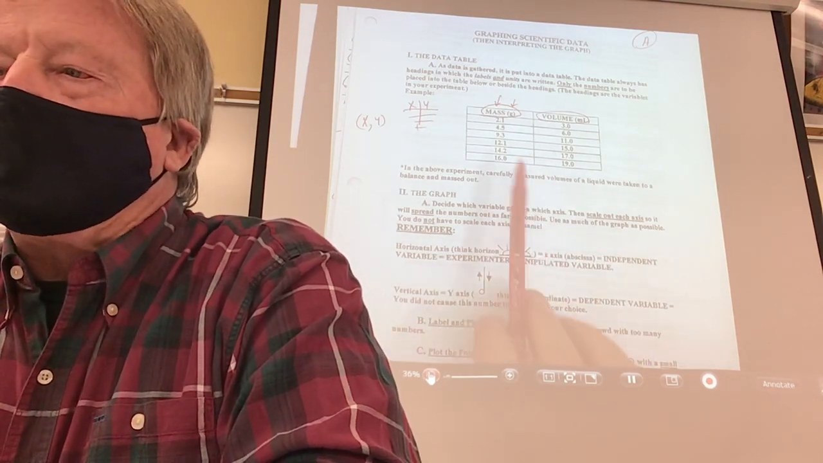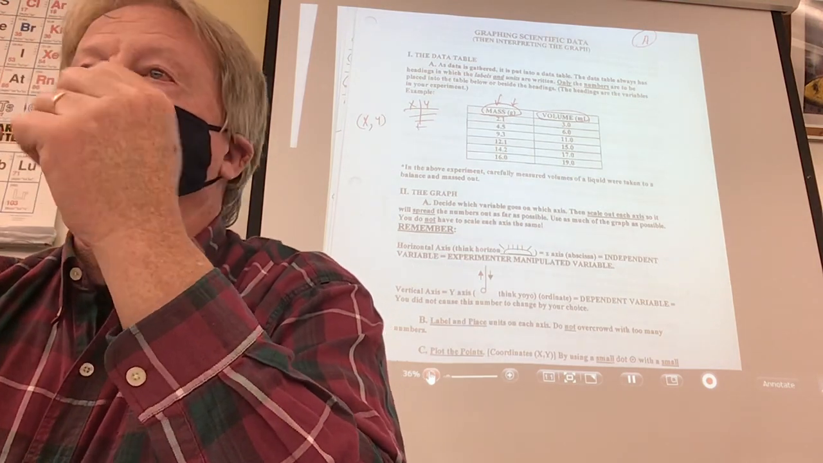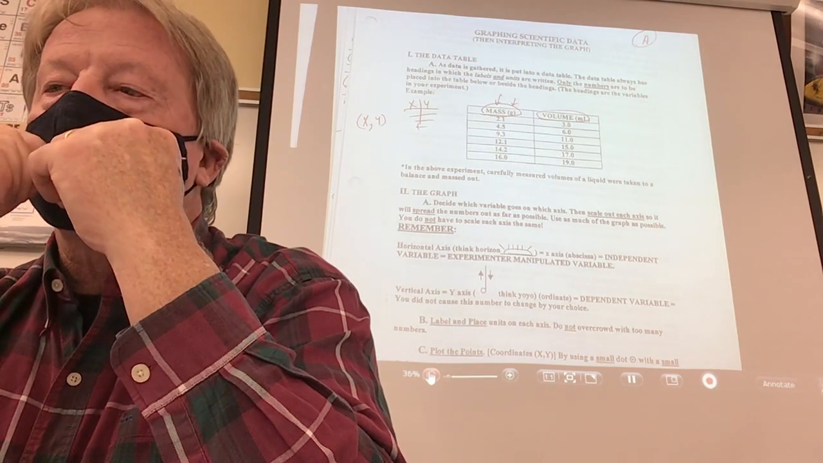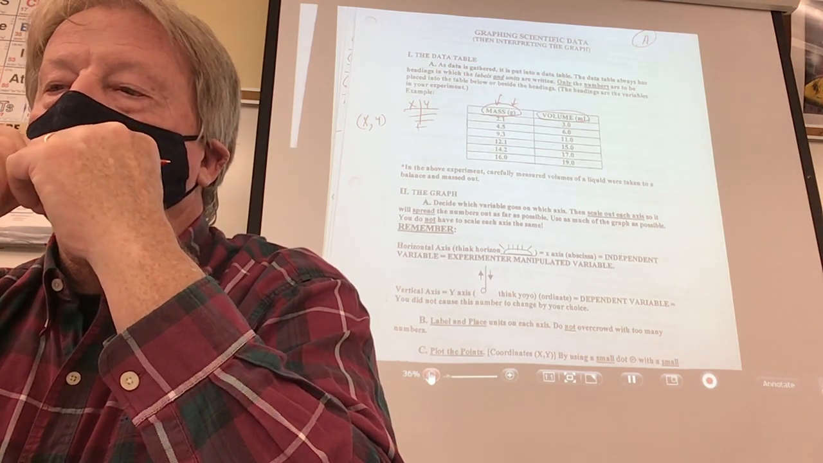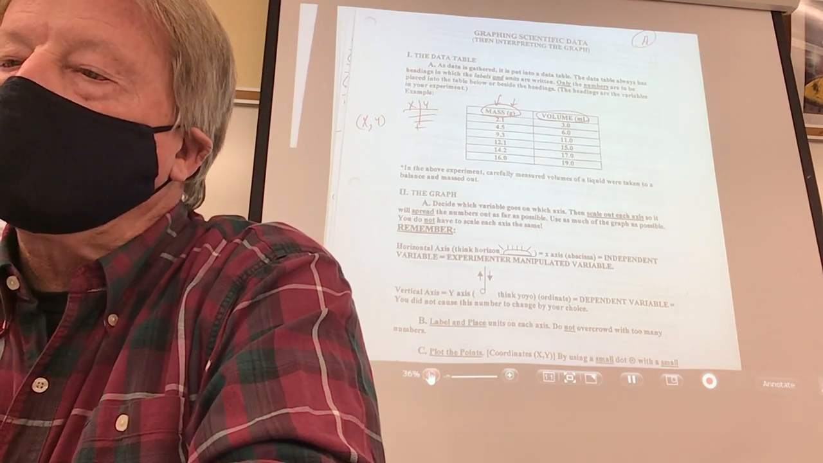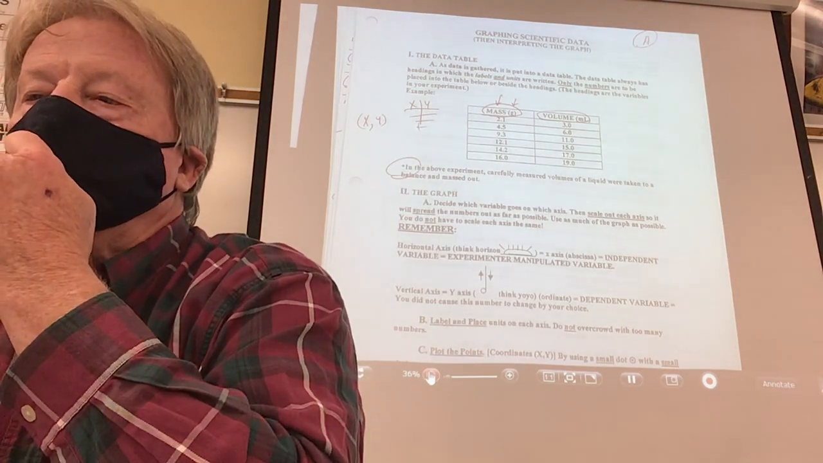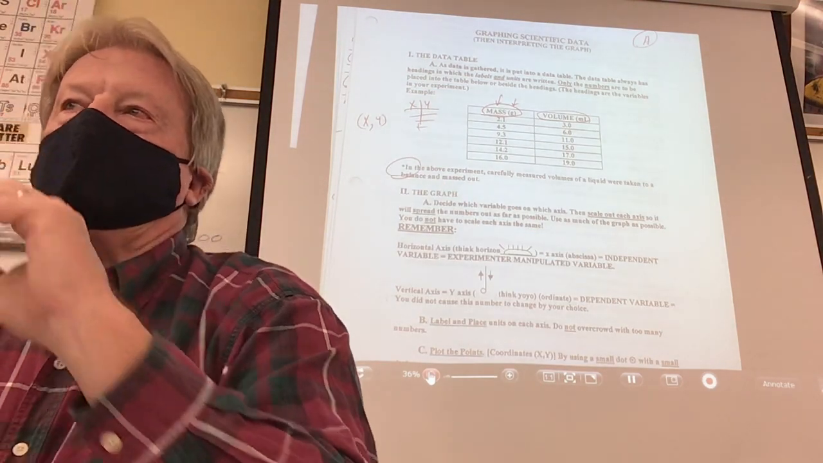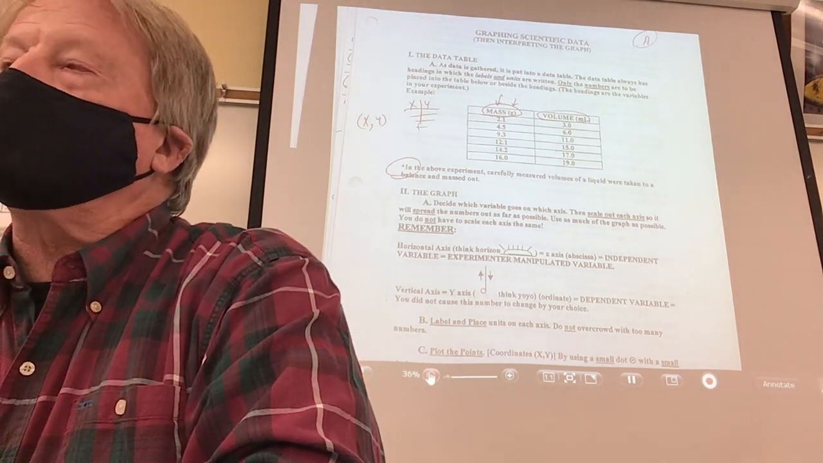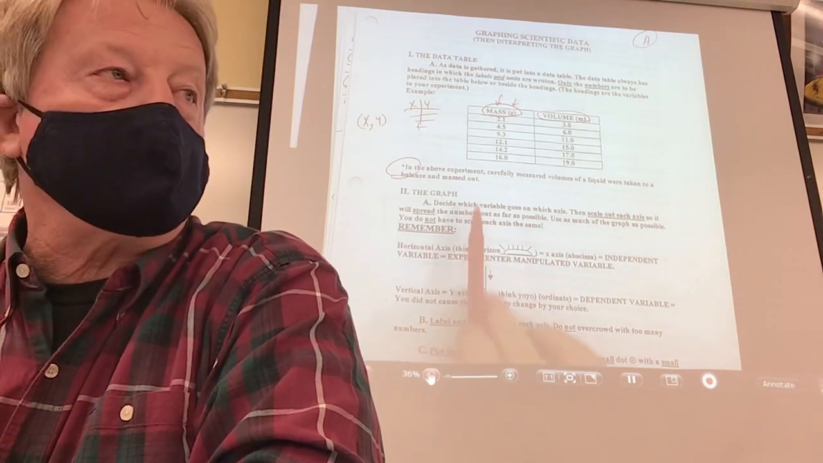But in this case, which one is going to be the X and which one is going to be the Y? How do we know? What do you think? Probably the volume's going to be the X, because it says in the above experiment, carefully measured volumes of liquid were taken to balance and mass out. So they did the volume first, so the volume correlates to mass. If I were there watching you do it, I would know which one was the independent variable. But if I'm not there, I have to get some clues from you. And that's a nice clue right there.